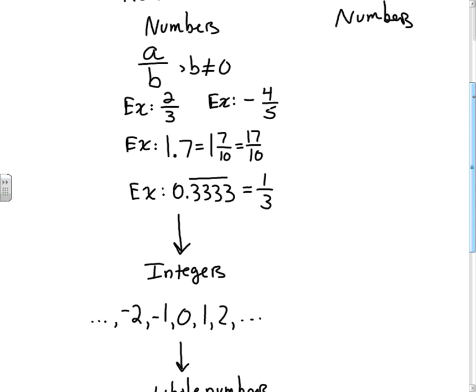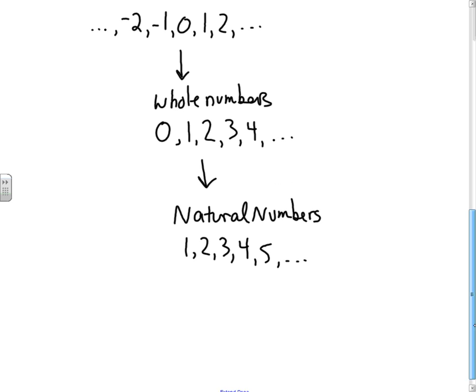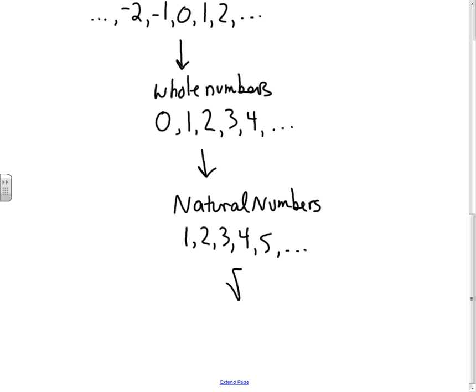So I have a question for you. Where would you put the square root of 16? Is that a rational number? When you're posed with this question, you have to think, is 16 a perfect square? Yes. So the square root of 16, which is equivalent to 4, fits into the set of natural numbers.